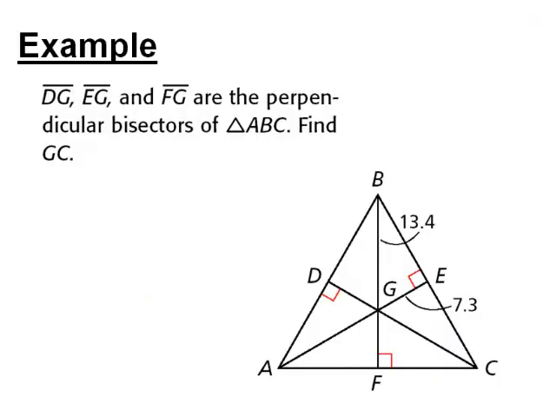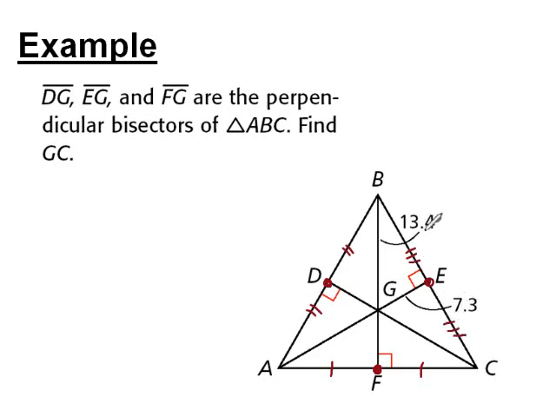So in our first example, we are told that DG, this line, EG, this line, and FG, this line, are perpendicular bisectors. So that means that this line right here intersects the side at a 90-degree angle, and since it's a perpendicular bisector, I know these two segments are equal. Same thing with DG. This right here is a perpendicular bisector, so these two are also equal. And then GE is a perpendicular bisector, so I know that these two segments are also equal to each other.